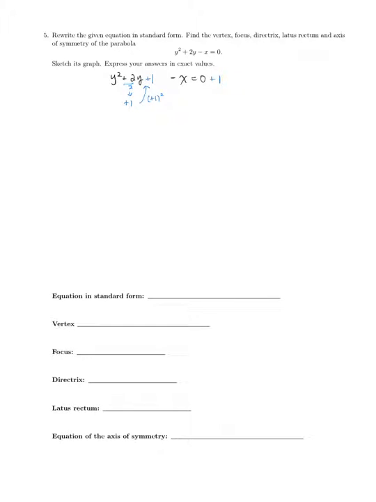Adding plus 1 on this side. But anyways, if I complete the square on the y, we're going to have y plus 1 squared, and we have minus x equals 1. Now bringing the x to the right hand side, we get y plus 1 squared equals x plus 1, which is the same thing as y plus 1 squared equals x minus (-1). I guess I really didn't need to do that, but the whole point is this.